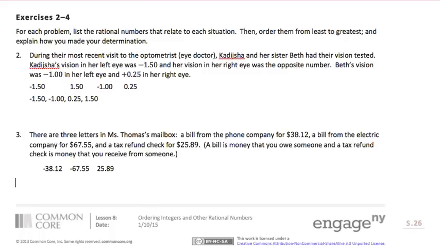If we put them in order from least to greatest, furthest to the left on the number line would be negative 67 and 55 hundredths. Then we would have negative 38 and 12 hundredths. And finally, our positive amount, positive 25 and 89 hundredths.